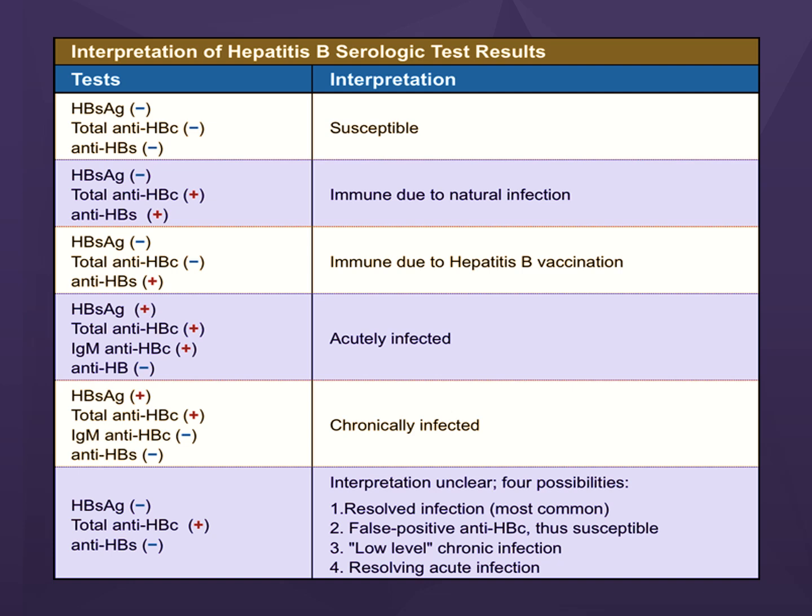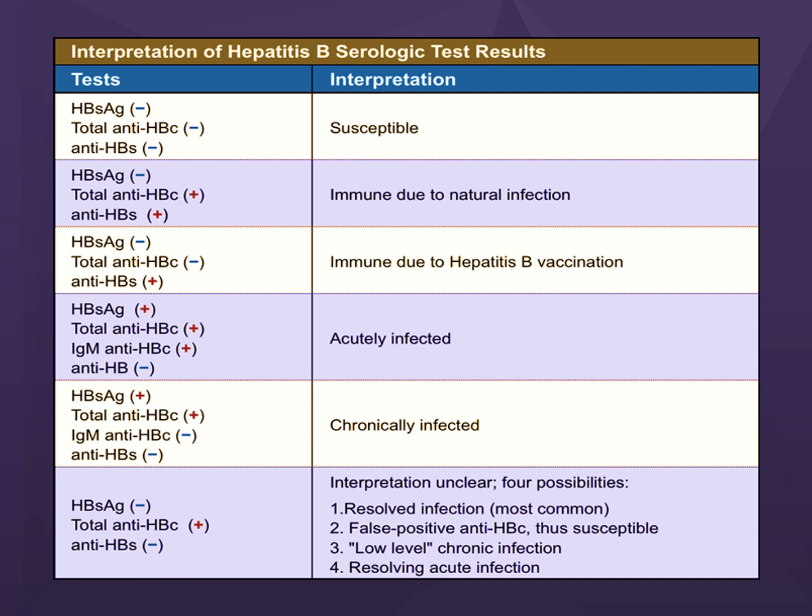They were recently infected. Chronic infection says the surface antigen is positive, the antibody Hep B core is positive, but they don't have any antibodies Hep B core IgM or antibodies Hep B surface. They're chronically infected. That patient, we need to do some further testing.